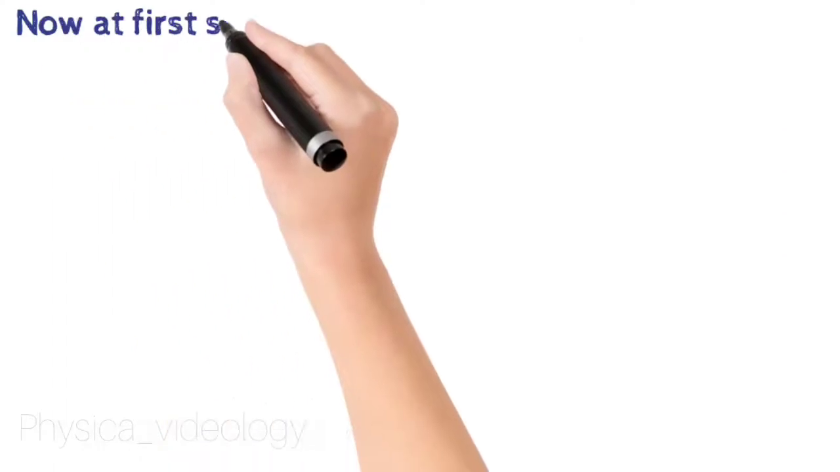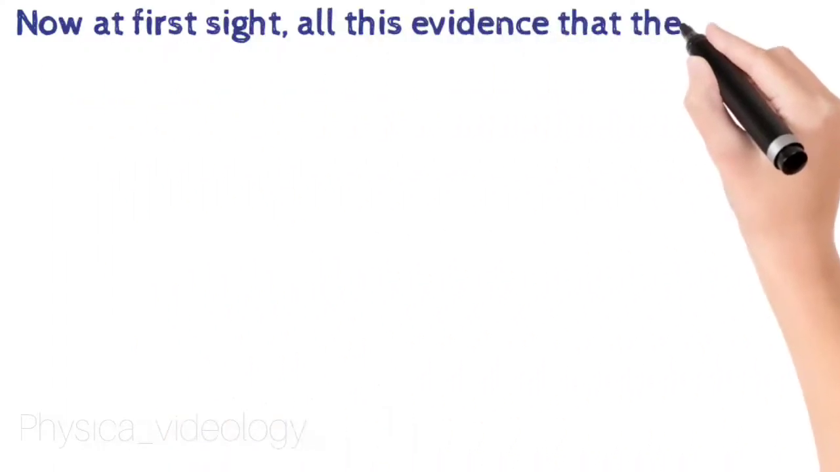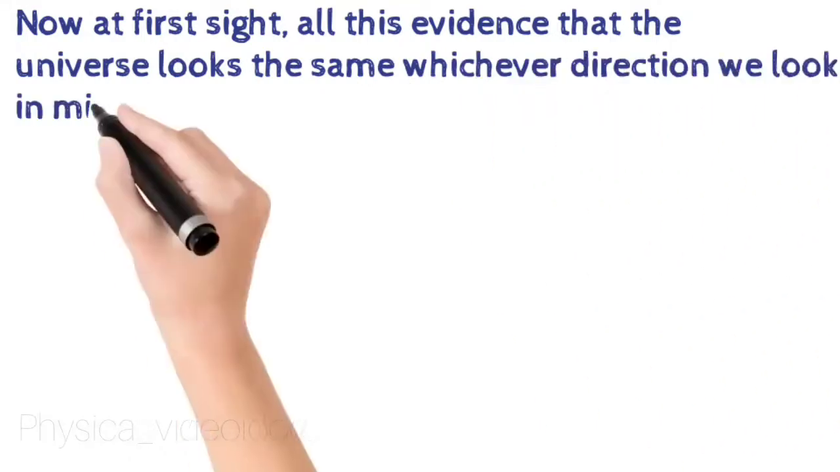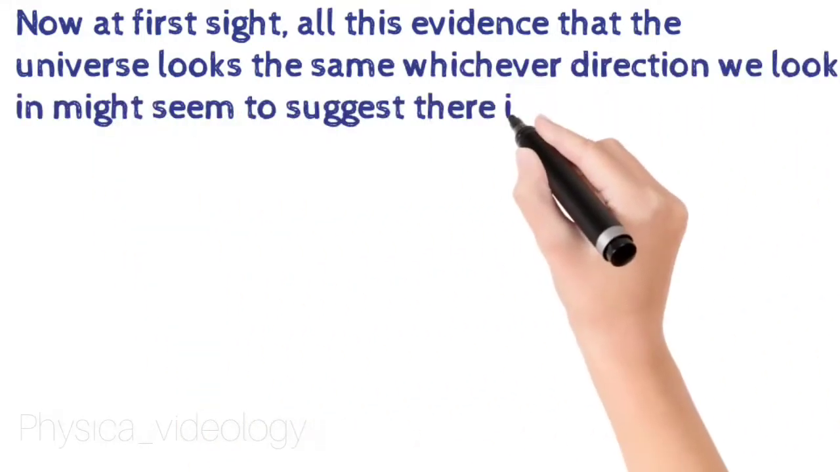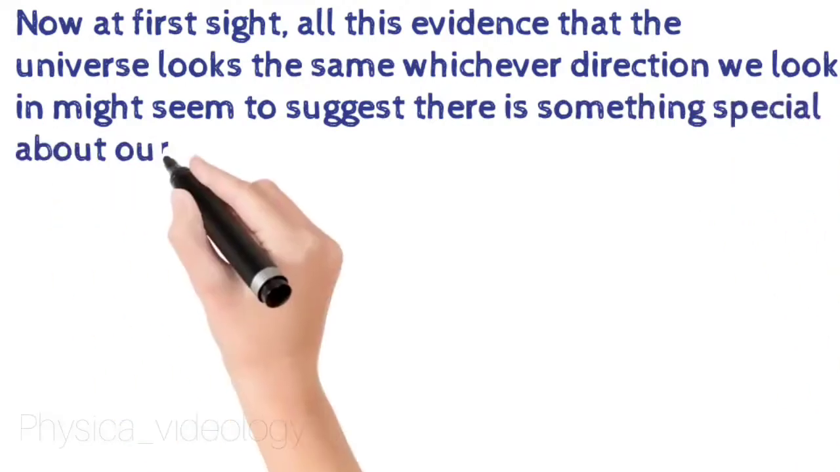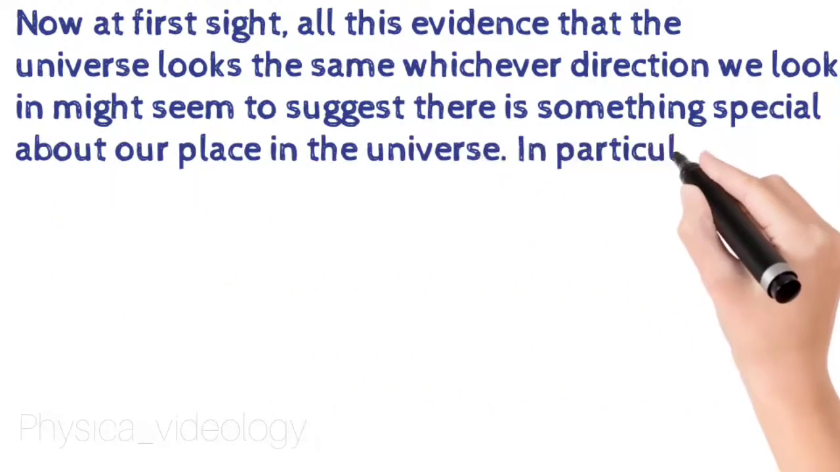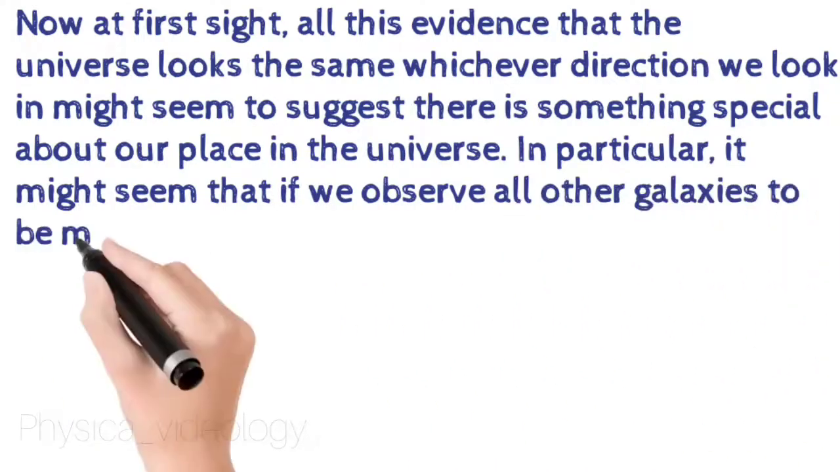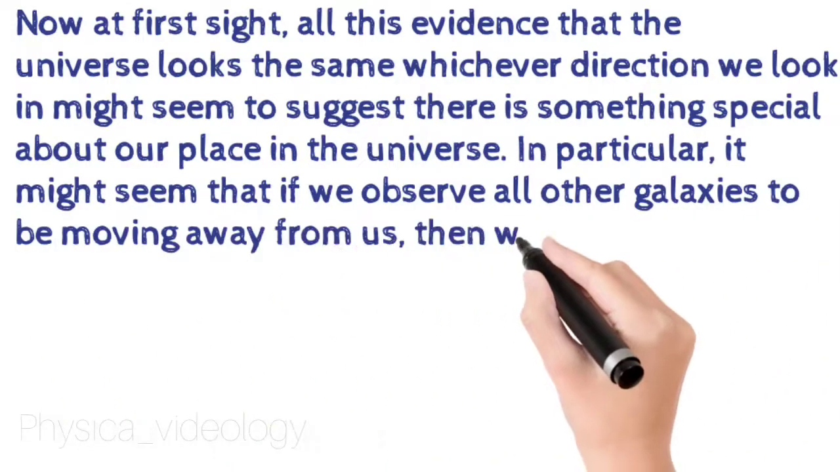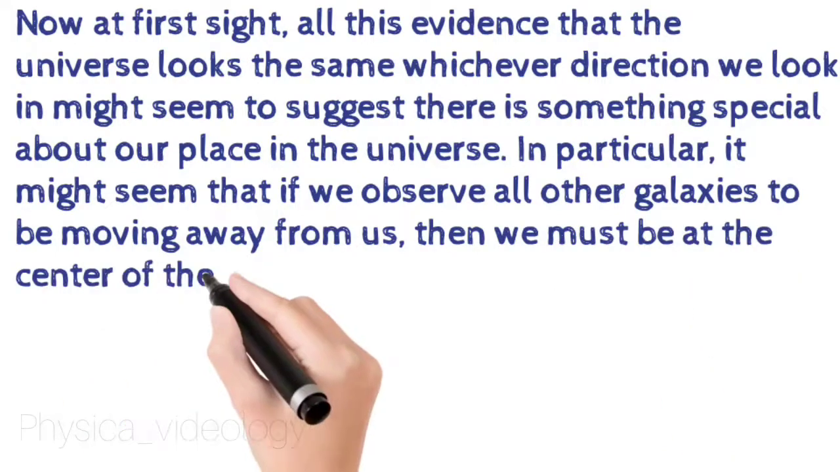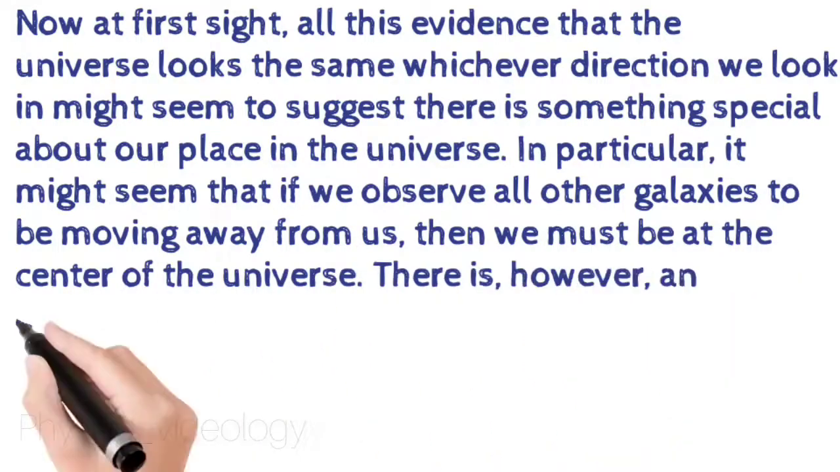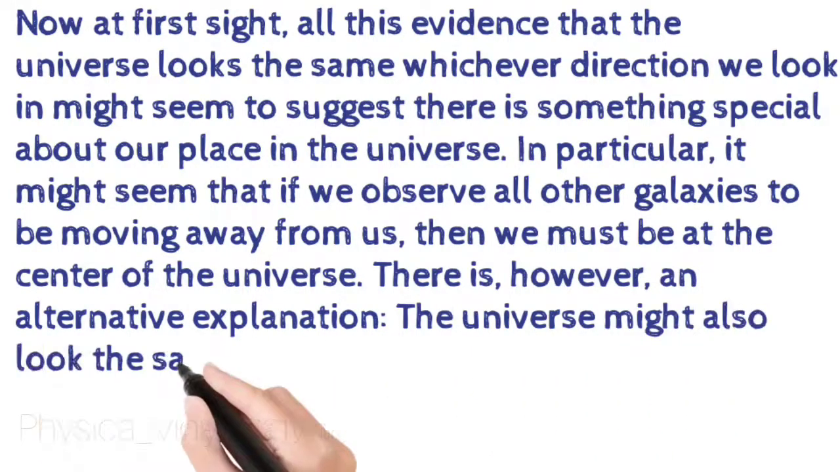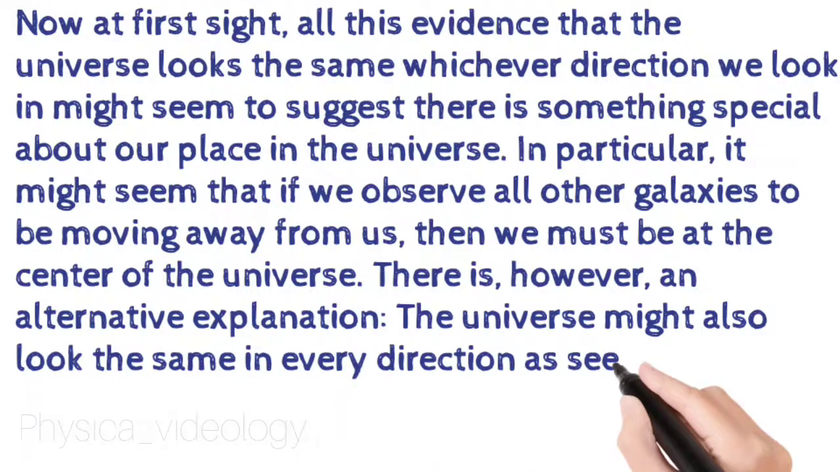Now at first sight, all this evidence that the universe looks the same whichever direction we look in might seem to suggest there is something special about our place in the universe. In particular, it might seem that if we observe all other galaxies to be moving away from us, then we must be at the center of the universe. There is, however, an alternative explanation. The universe might also look the same in every direction as seen from any other galaxy.